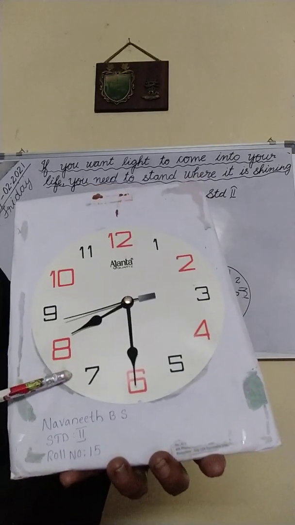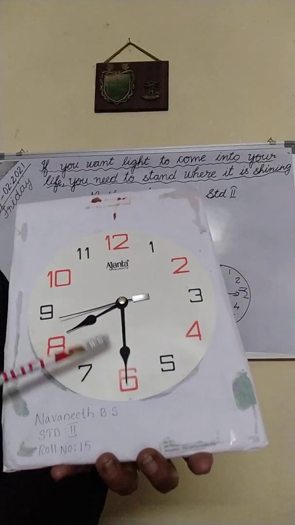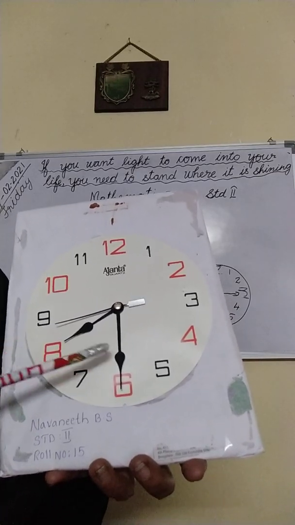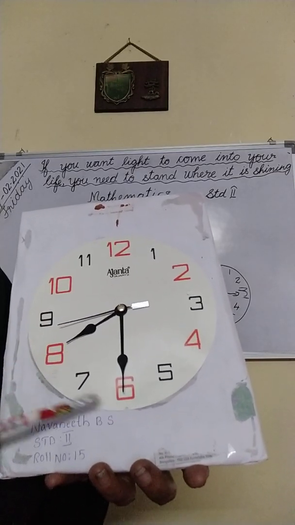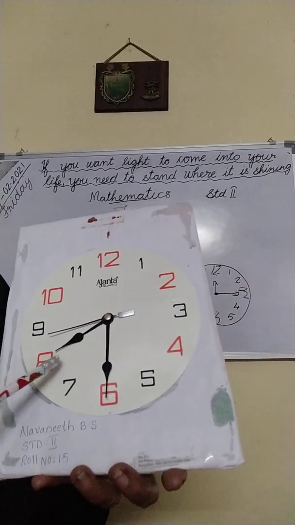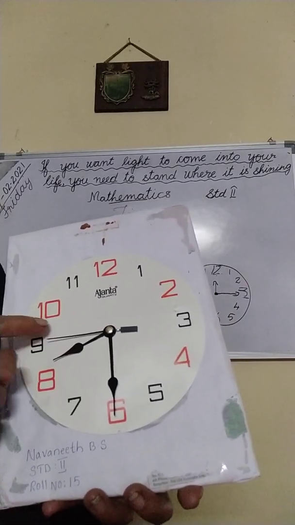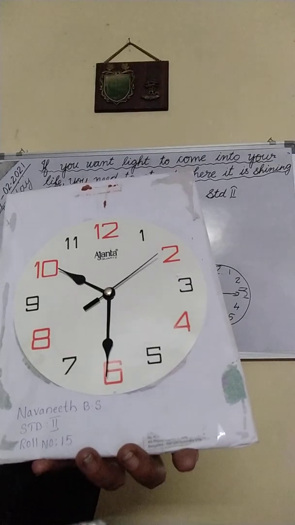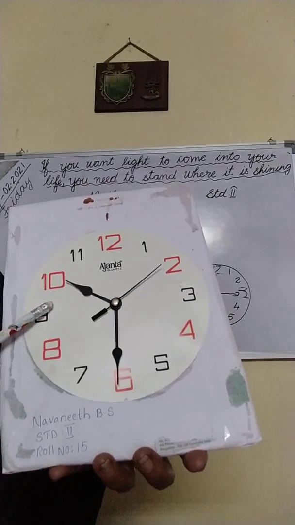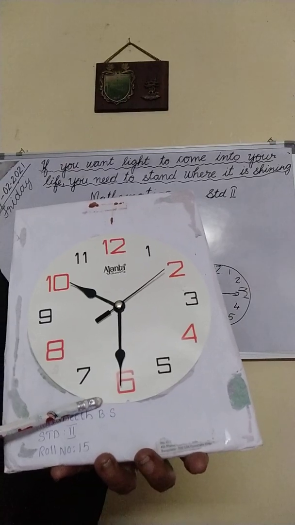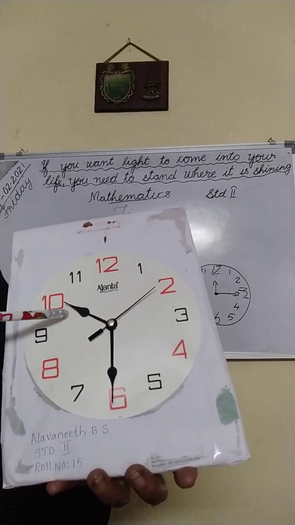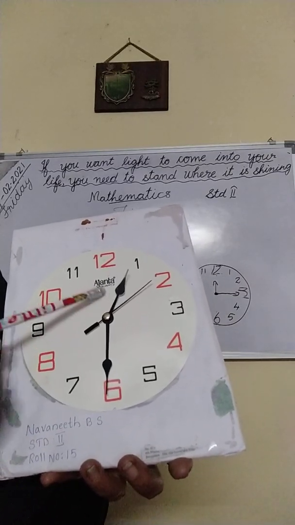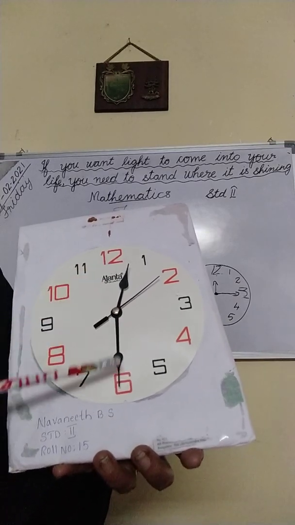Yes, 8:30. Already half an hour has passed after 8 o'clock. Now I am taking the hour hand to the 10. Now what's the time? Yes, 10:30. Now what is the time? Yes, 12:30. That means after 12, half an hour has passed.